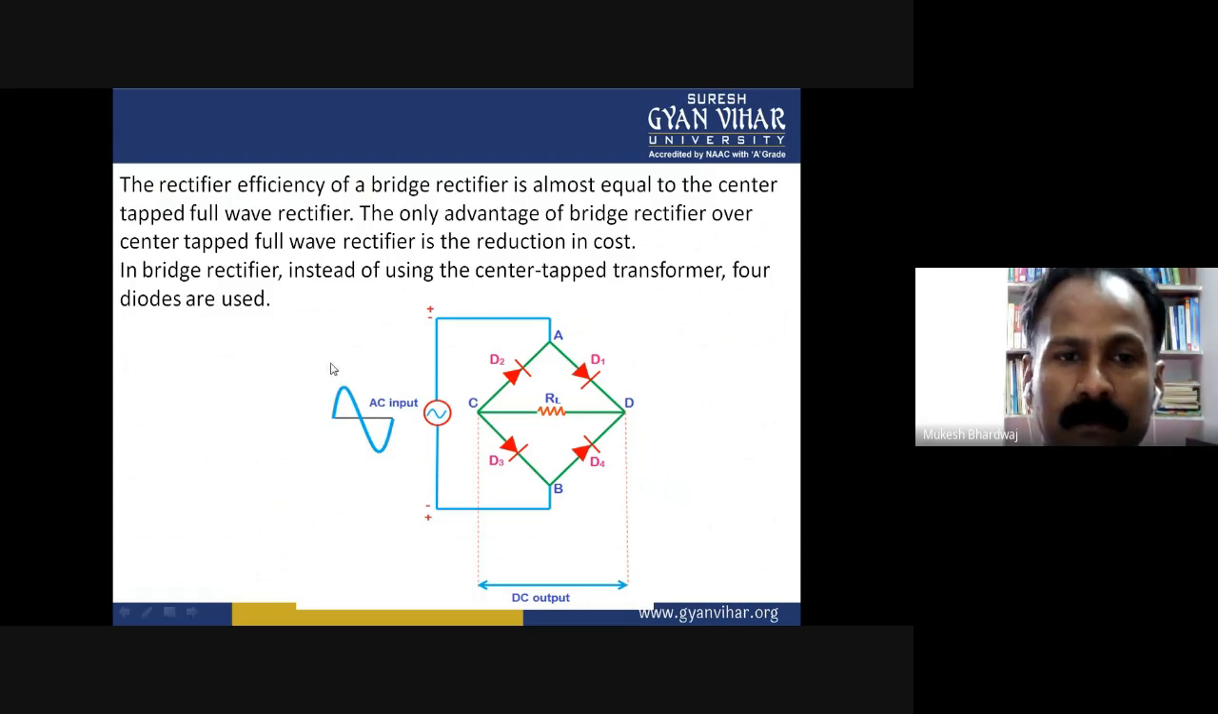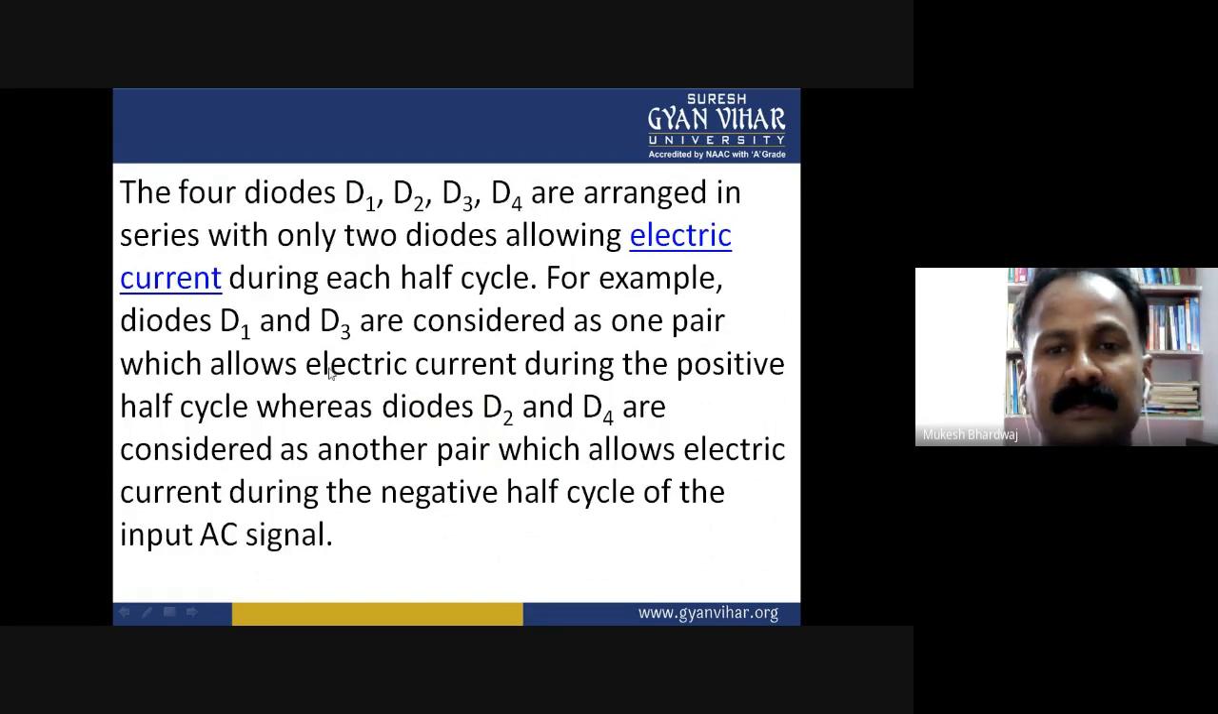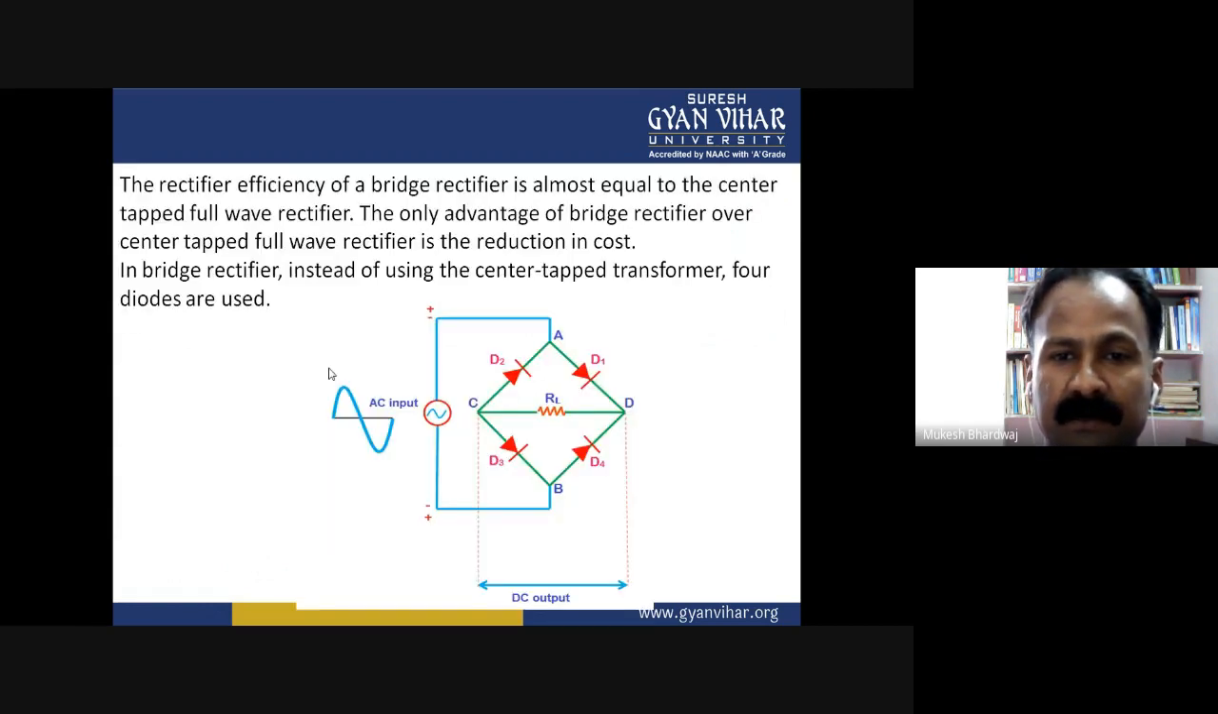The four diodes D1, D2, D3, D4 are arranged in series, with only two diodes allowing electric current during each half cycle. For example, as we had seen in the figure, diodes D1 and D3 are considered as one pair, which allows electric current during the positive half cycle.